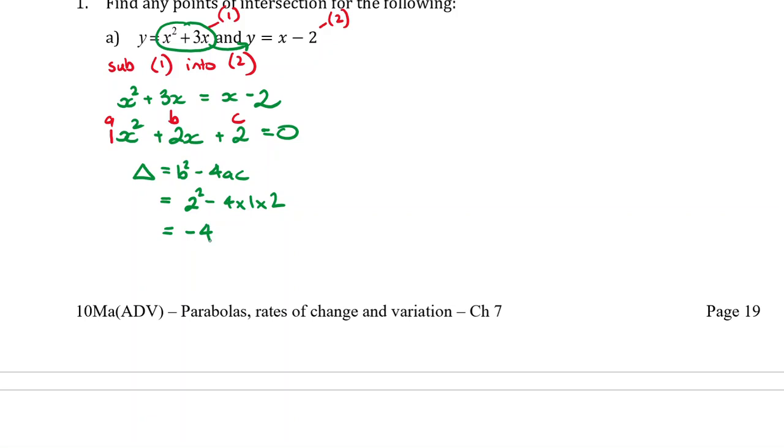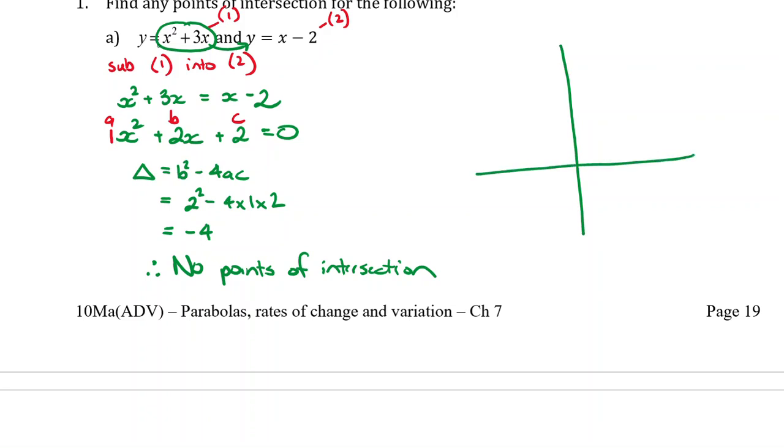Okay, so as soon as I see that that's negative, it's confirmed in my mind that even if I use the quadratic formula or completing the square, I would not be able to solve that quadratic, which means, therefore, there are no points of intersection. Okay, so that's all you would need to write, but just to give you a little visual, this is one of the questions where we have a concave up parabola and we have a line like that, and they do not touch at all.